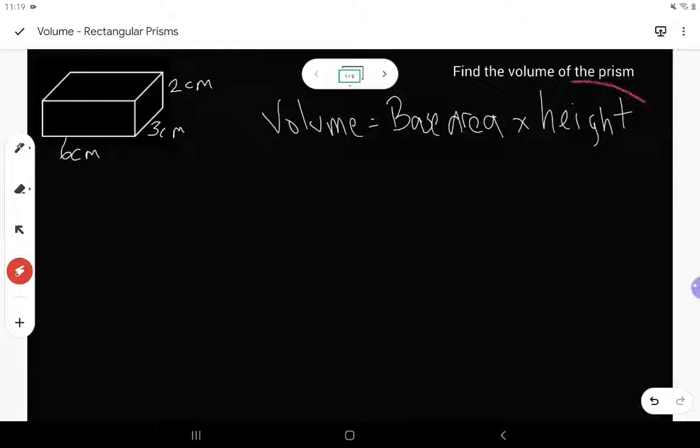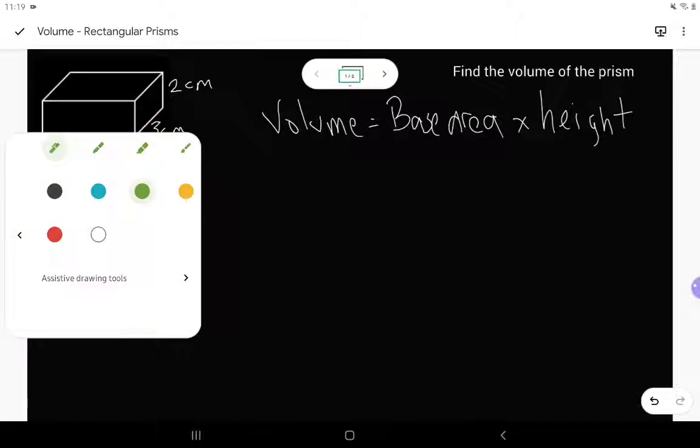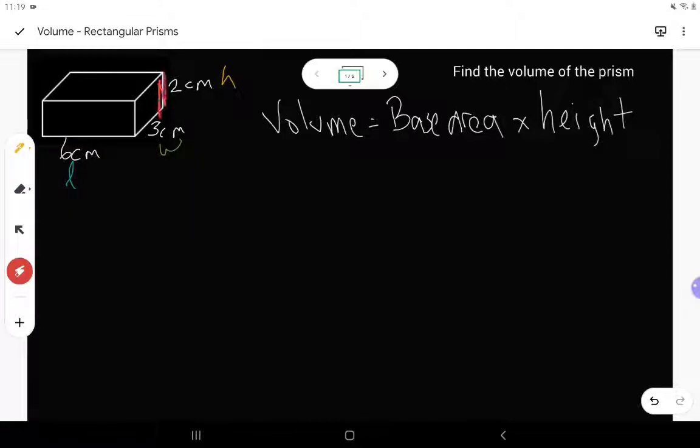When I'm looking at the rectangular prism, generally we classify it as length along the bottom, width along the side here, and then height is the third dimension going from the bottom to the top right here. So I've already got the height taken care of. The height I know should be 2 centimeters. And what that leaves me with is my base area probably has to come from this 6 and this 3.